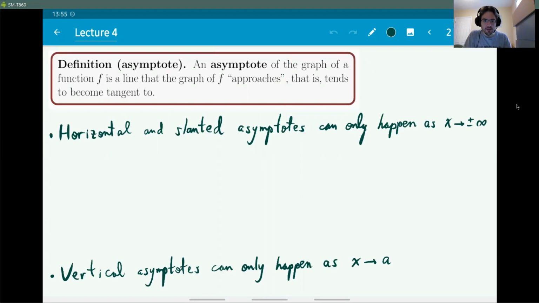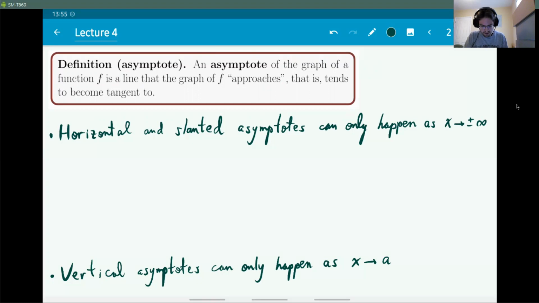And we're going to start by saying just what this word means, asymptote. So an asymptote of the graph of a function, or you could just say asymptote of the function, is a line that, informally speaking, the graph of the function approaches, which means tends to become tangent to. And it's not really a tangent line because you're going to see the graph actually doesn't touch that line as it approaches that. So I'm going to just be drawing a few examples here.